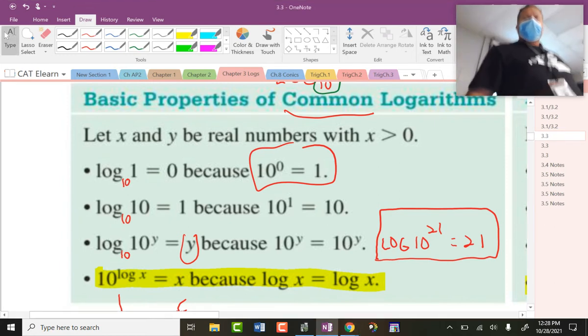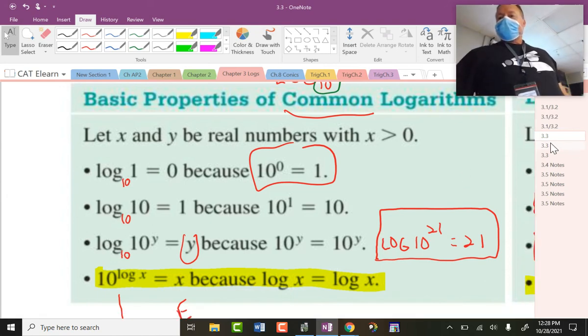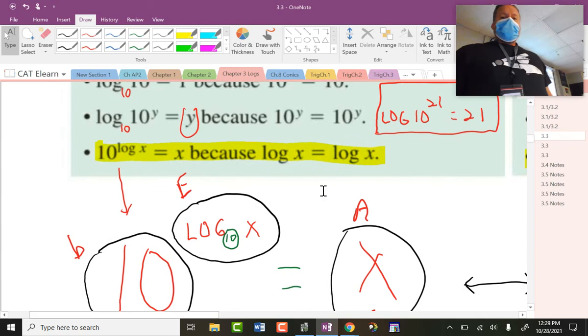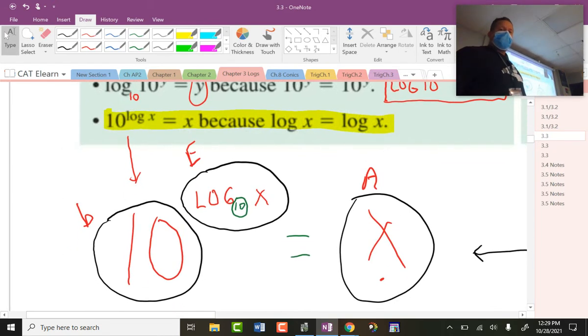The book is really bad with their notation. What this really is, is 10 raised to the log of x equals x. That's what that says. 10 raised to the log base 10 of x will equal x, whatever that is right there.